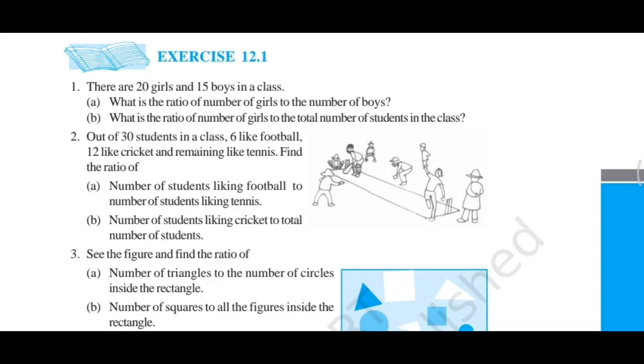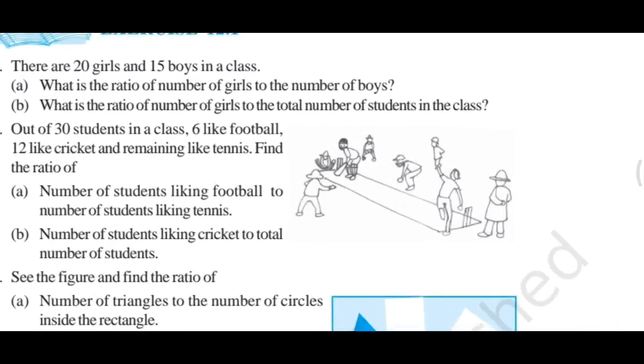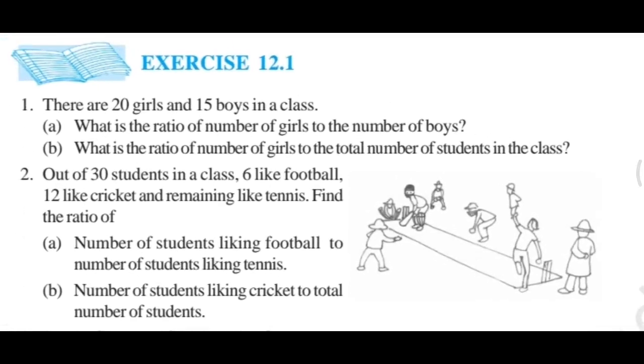Today we are doing exercise 12.1. Question number 1. There are 20 girls and 50 boys in a class. What is the ratio of the number of girls to the number of boys? This is first part. And what is the ratio of the number of girls to the number of students in the class? This is second part. Now let's solve these parts one by one.